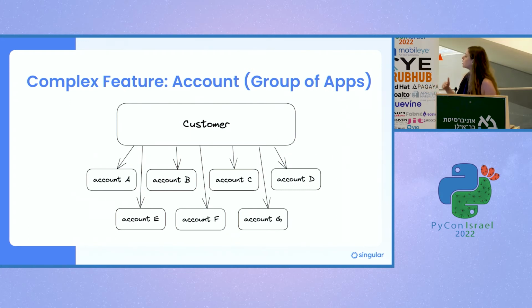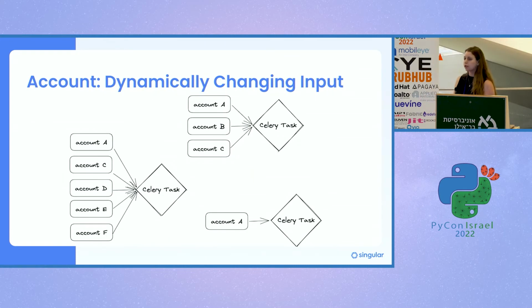What is an account? Some of our big clients have a lot of apps, so they split them logically under accounts. And in Singular, we do something similar. For each task which pulls data for a customer, we won't pull all its data. We'll pull it for a certain number of accounts, but it can be 1, 3, 5, 10, 20, and changing each time, and the combination will be different each time as well.